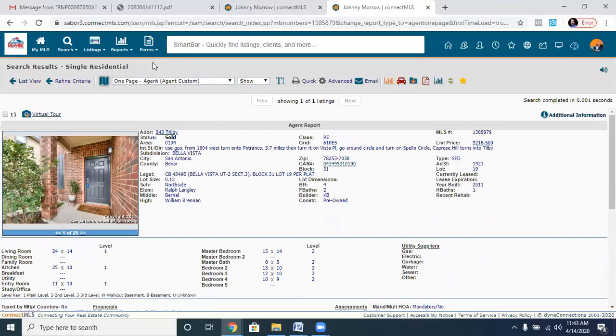So this is 843 Trilby. Hang on one second.